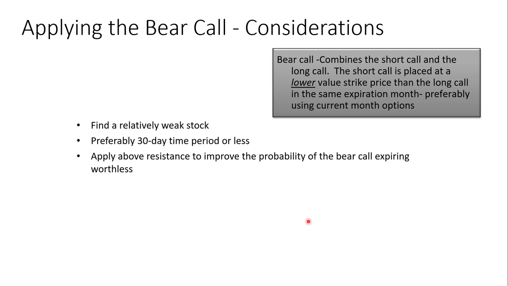We apply above resistance typically to improve the probability of this being a successful trade. Once again, the example, price has moved up too far too fast and is starting to come back down. It's hit resistance, it's rolled over, getting back towards a normal price.